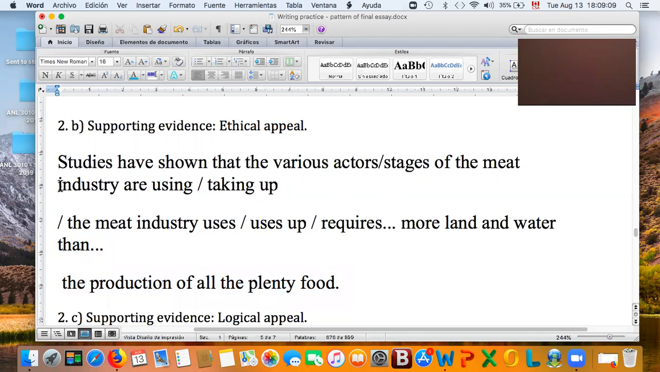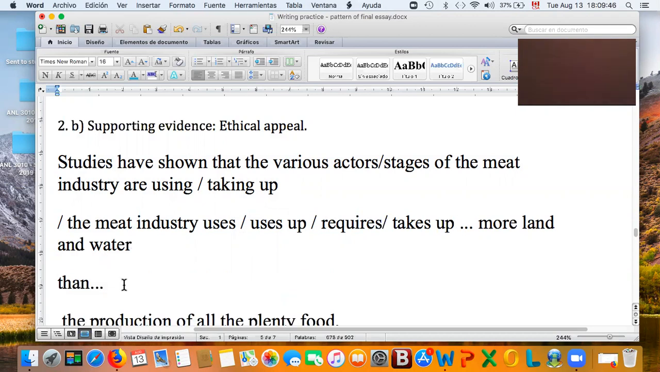Well, let's talk about this briefly. There's a problem here. There's a bit of a conflict between generic and specific, current period, and general present. Now, if you say uses, uses up, requires, takes up more land and water than, I don't know, someone else, okay? Never mind that for the moment.